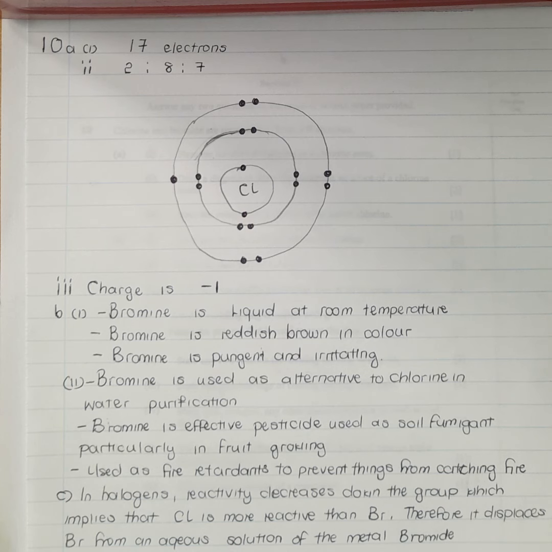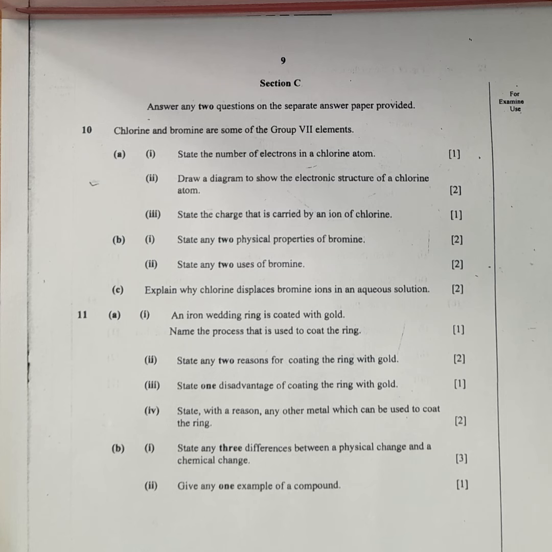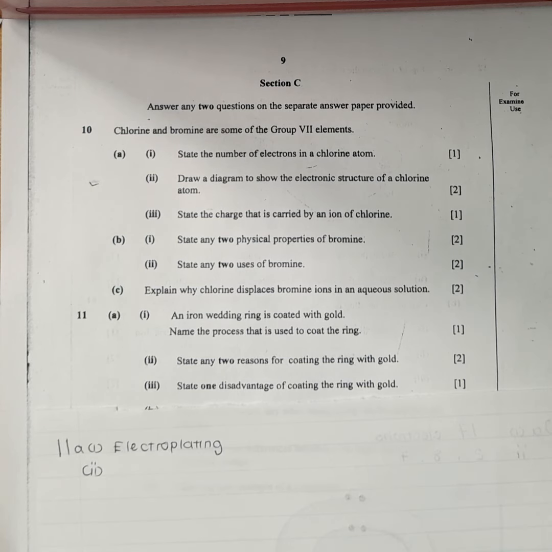Let us now move on to number 11. Number 11A, part 1. An iron wedding ring is coated with gold. Name the process that is used to coat the ring. The process of coating the ring is known as electroplating. And then part 2, state any 2 reasons for coating the ring with gold.